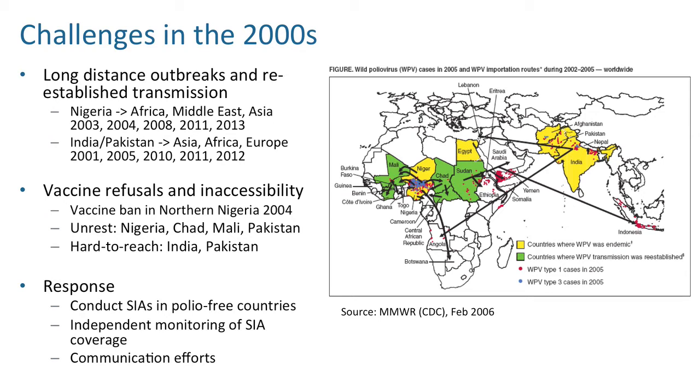And all the countries in green were countries where transmission had been interrupted, and then these outbreaks reestablished transmission in those countries, so they had to fight it again. And I've noted a number of years on the slide that indicate the number of these outbreaks that they had to not only fight the disease in these endemic countries, but also fight it outside. In addition to a number of issues of vaccine refusals, inaccessibility, unrest, and difficult to reach communities that made this segment of the campaign very difficult to make progress in.